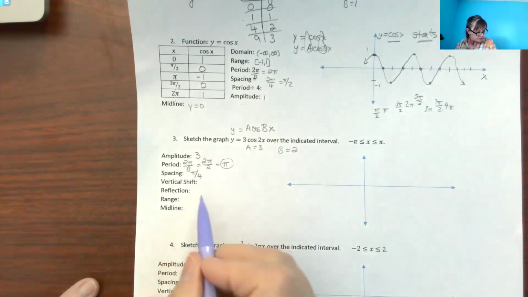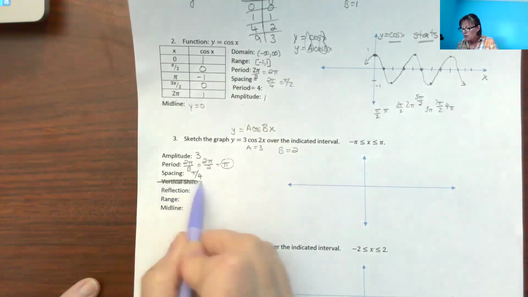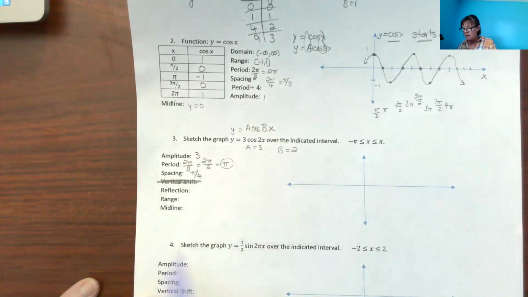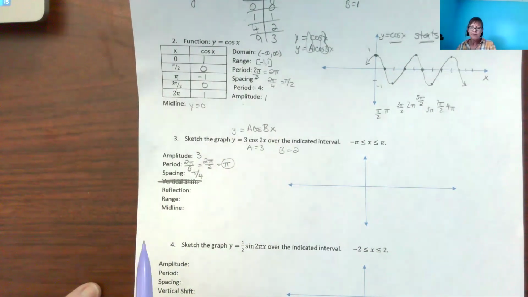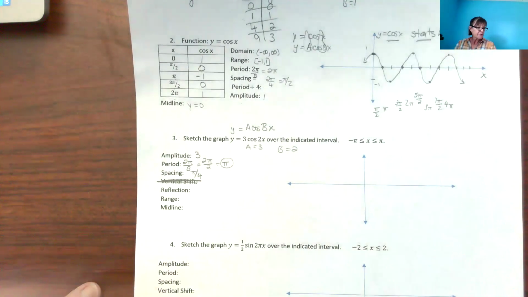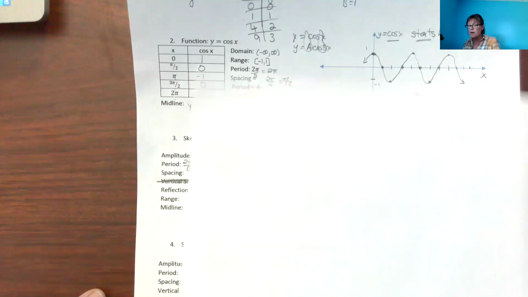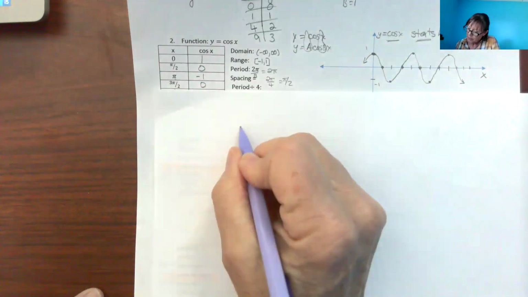Is there a vertical shift? I think I have this marked out. You shouldn't even see that on your sheet by the time you get this. Is there a reflection? A reflection is indicated through a negative. So at this point, I'm going to take a little side reminder of some things that you've seen before, a little reminder of what you saw in algebra.